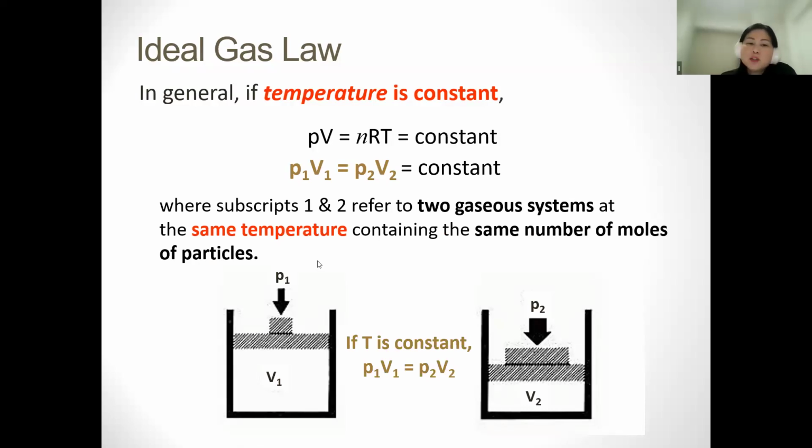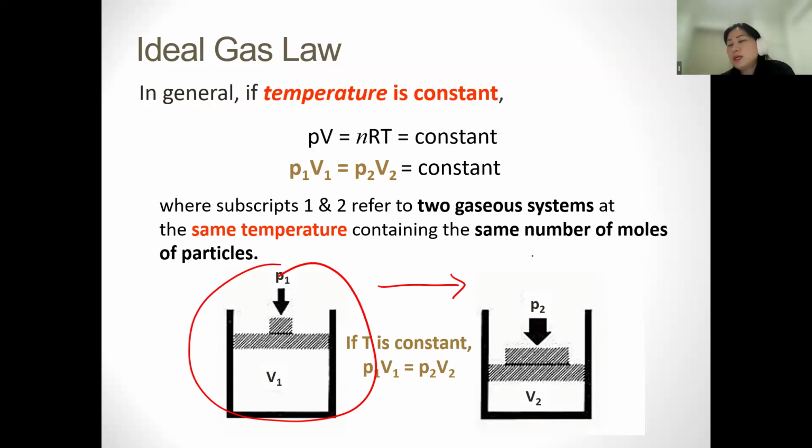What do I mean by that? Under this set of conditions, before I push the piston down, the pressure is so much, the volume is so much. So we call it P1 and V1. Then next, I push the piston down. So the pressure is another value, the volume is another value. So we call it P2 and V2. But because the moles of gas did not change and the temperature did not change, therefore P1 times V1 should equal P2 times V2.